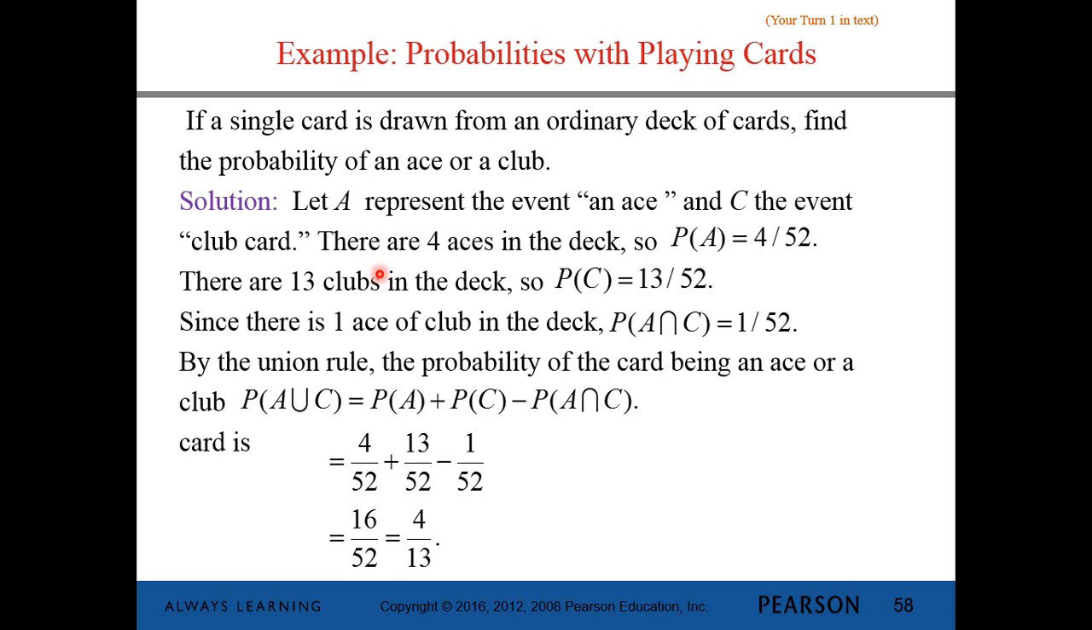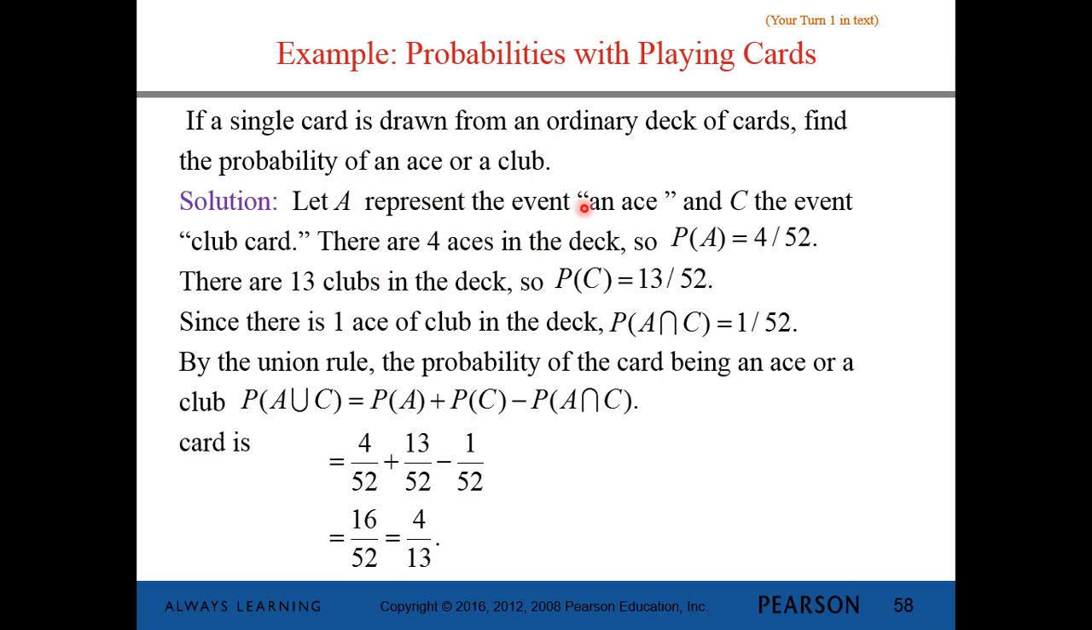So the answer is going to be 16 divided by the total number of possible outcomes, which in this case is 52 cards in a deck. So there are 52 different possible outcomes. It's going to be 16 out of 52, or 8/26, or 4/13. But if we apply the addition rule, we get the same answer.